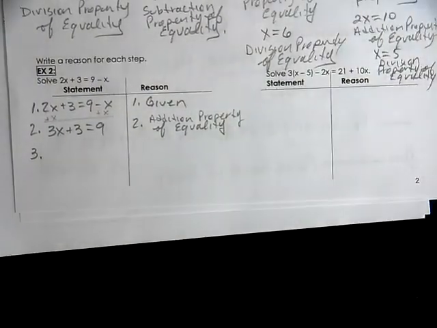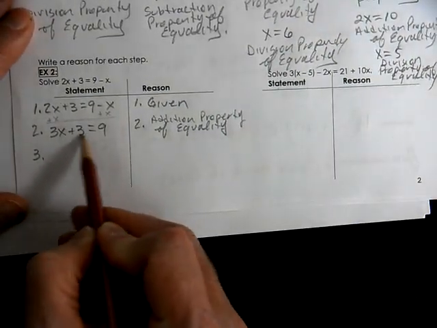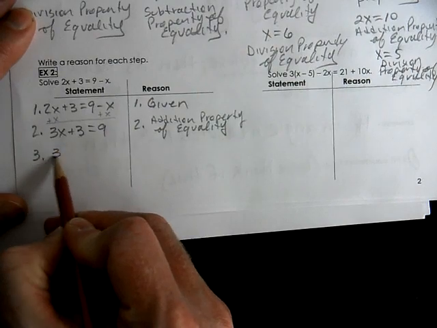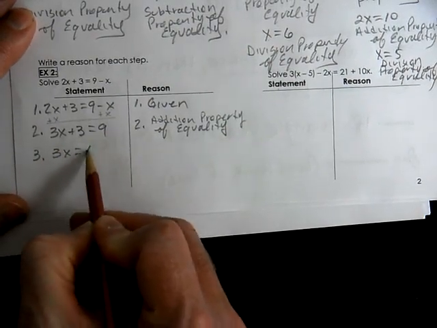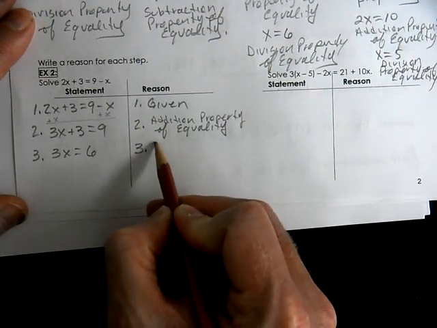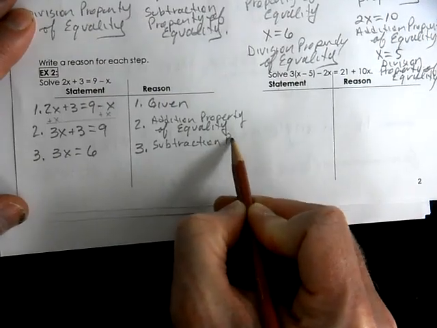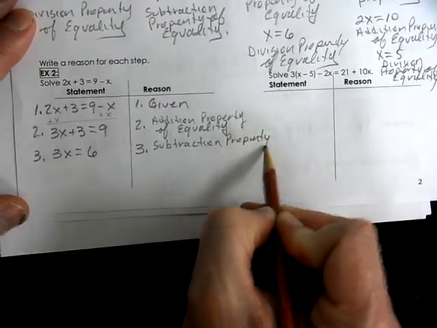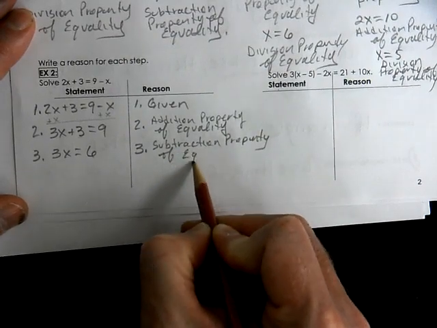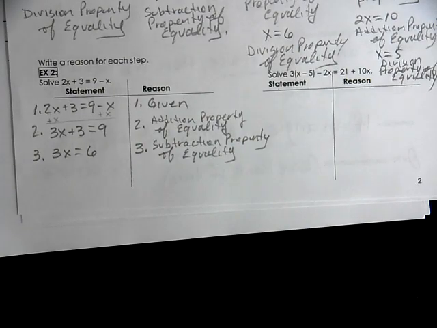What would be our next move? What's our next step that we do? We would move the 3 over. Subtracting that would give us 6. So our reason for that would be the subtraction property of equality, because we subtracted the 3.